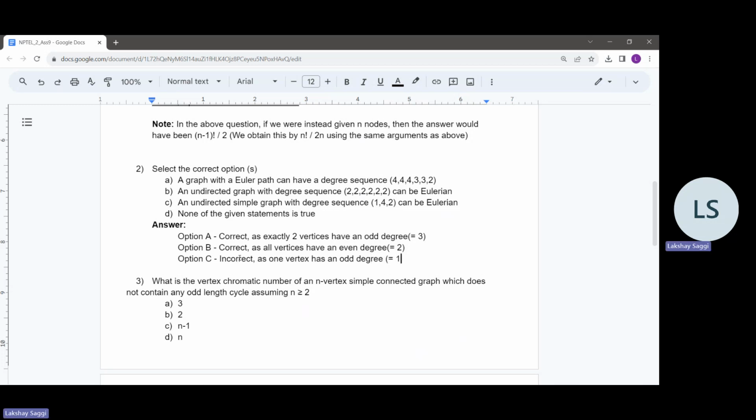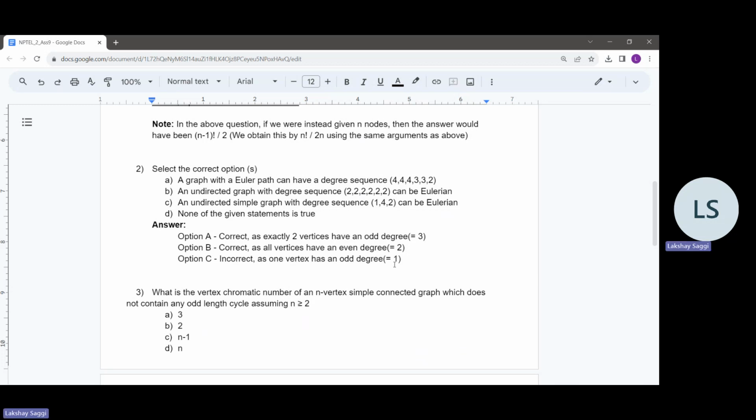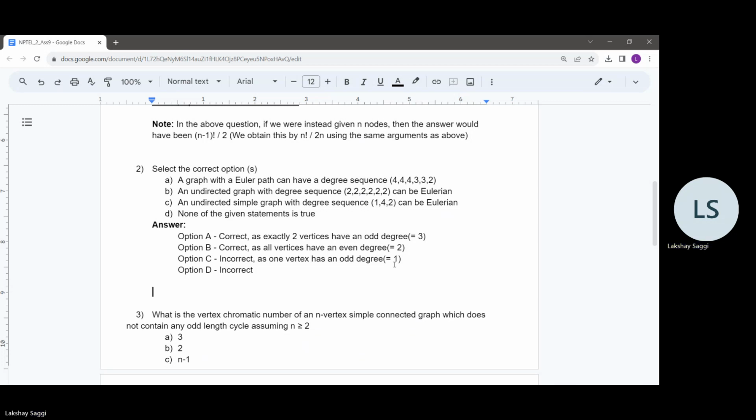So yeah, this was a fairly simple question. We just need to know the properties, and if we know the properties, we can easily see. So option D, none of the given statements is true, is essentially incorrect, as we can see, because option A and B are correct. Option D, I just write down for the sake of completeness. Incorrect. So hence option A and option B are correct. So this is the correct answer.